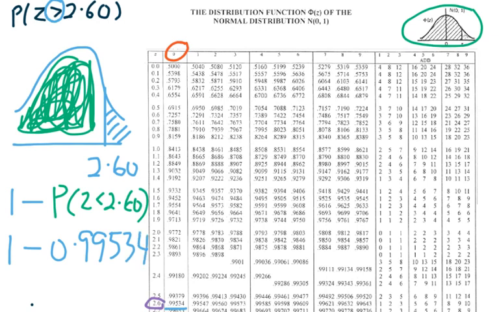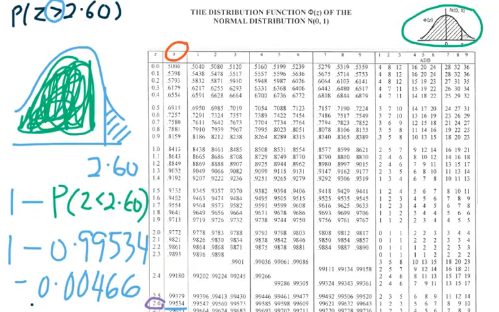So 1 minus 0.99534. What you will have is 0.00466.